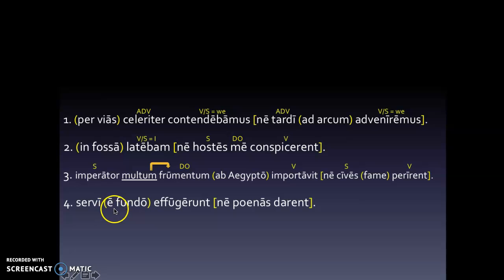All right, the fourth one, we've got a prep phrase here. We've got ne starting our purpose clause and our subjunctive verb ending it. Nominative subject, verb, accusative direct object, verb. The slaves escaped from the farm so that they would not be given punishments.